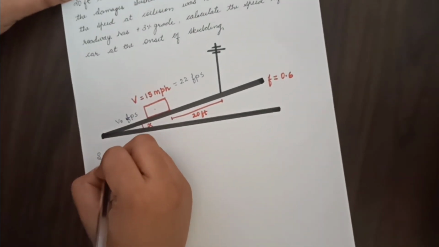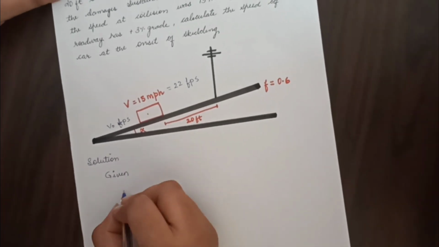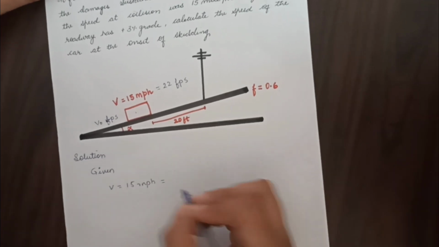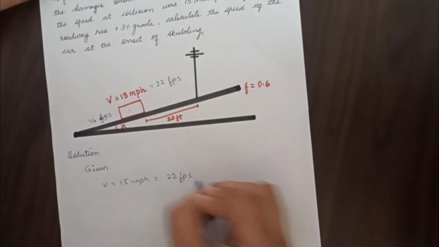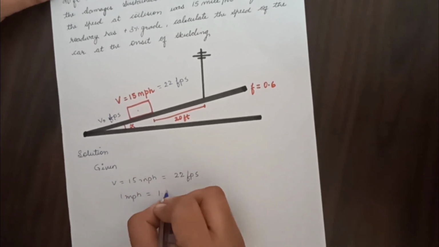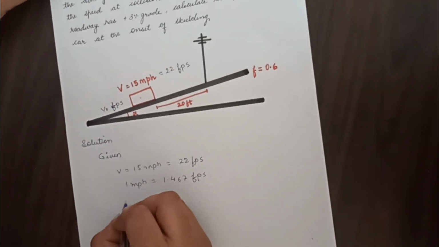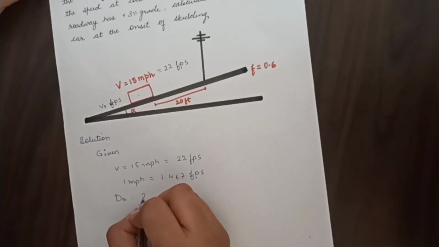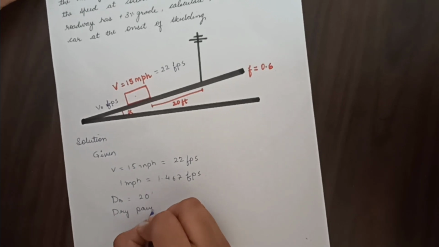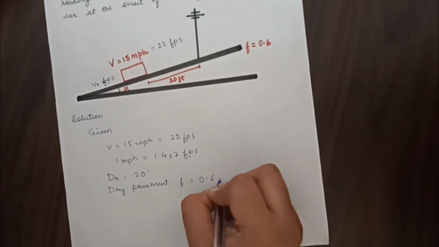Now, coming to the solution, let's see what is given. We are given the final velocity of 15 miles per hour, that is equal to 22 feet per second. With this conversion, we get 1 mile per hour equals 1.467 feet per second. Then our braking distance dB is equal to 20 feet.